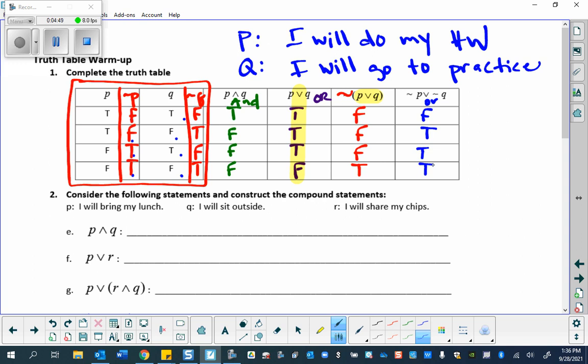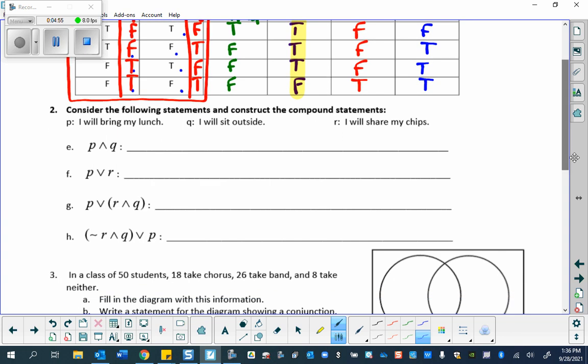For number 2, I want you to consider each of the following statements, and I want you to construct your compound statements. So will you turn to your partner, please? And if P is I will bring my lunch, Q is I will sit outside, R is I will share my chips, read to each other what E, F, G, and H mean. Go ahead, turn to your partner and read. Go.